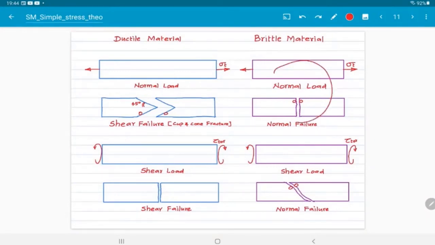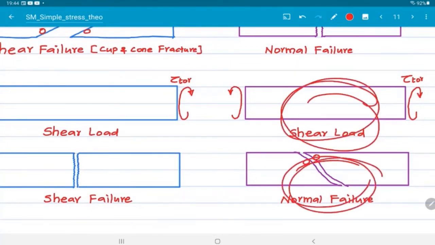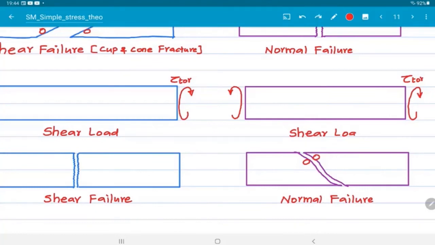Now here normal load, normal failure, no problem, no doubt. Here you have a doubt. Sir, I have applied shear load, but failure happens by normal stress. So how is it possible, sir? See, the externally applied shear stress is transformed into normal and shear. So at one particular angle, the internally transformed normal stress is maximum. That internally transformed maximum normal stress is causing the normal failure. It means principal stress is causing the normal failure, right?